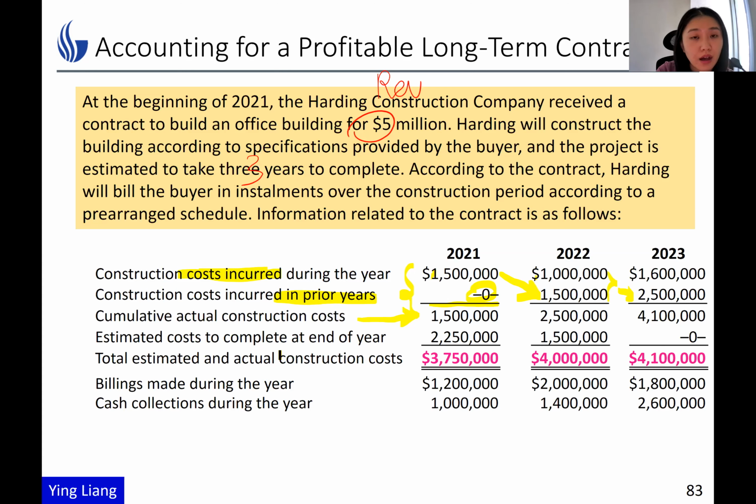Well, that means how much cost will be incurred in the future. In year 1, we estimated that we still need to put in $2.25 million in the future. And line 5 is the total. So 1.5 plus 2.25 equals 3.75. The last 2 lines are about billing and cash collection. We bill the customer in year 1, 1.2, and the customer pays us $1 million.